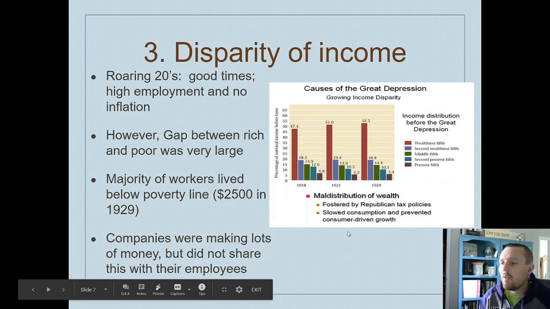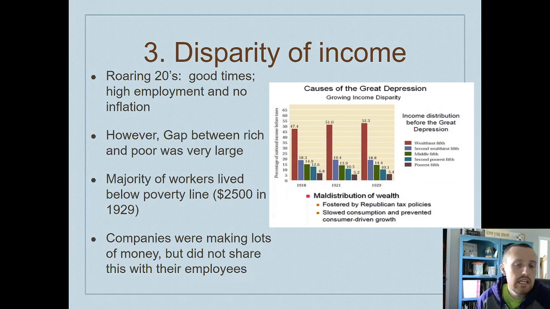Disparity of income. So we've talked about this a lot, so we don't need to harp on this too much. But basically, the progressives were talking about the inequality and imbalance in the American economy, but unfortunately, that won't be solved through the Great Depression, or through the 20s, I should say. Massive amounts of wealth inequality, as you can see by this chart. The wealthiest fifth have the overwhelming majority of the capital.